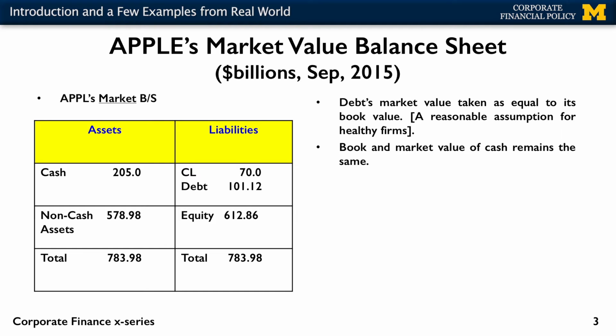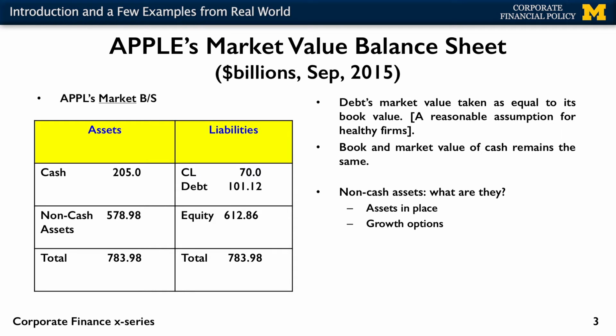Now let's go on the asset side. The market value of cash, again, a reasonable assumption is that it equals the book value of cash. $205 billion of cash in Apple's book value balance sheet is $205 billion of cash in market value terms, right? So now to add up this balance sheet, what's going on? On the liability side, we have all the items. Debt, market value of debt equals book value. We just computed the market value of equity of $612.86 billion.